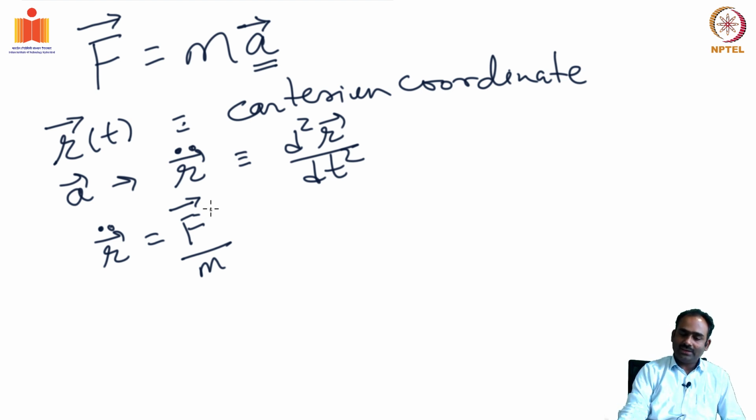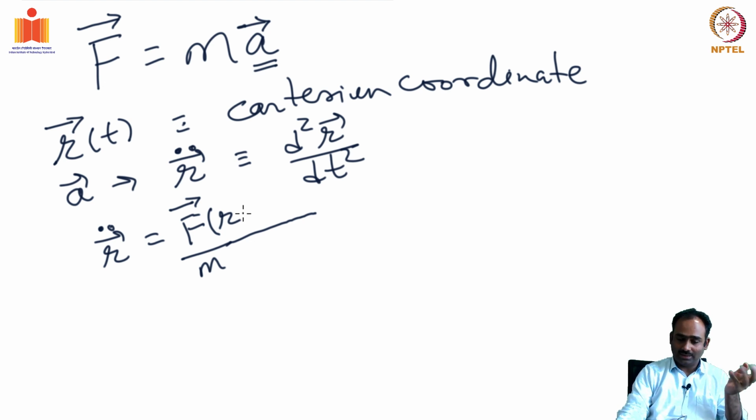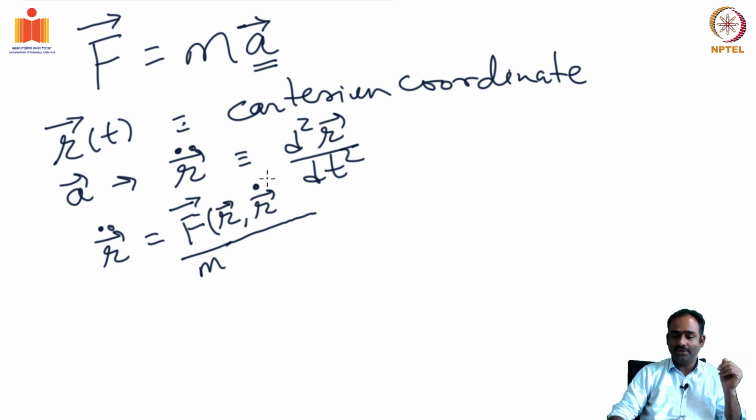Let me also specify the arguments that enter into the force. The force could, in principle, depend on where the particle is at the time t. So it could depend on the r. It could depend on velocities, how fast that particle is moving. It could depend on other things, and it could also depend on time.